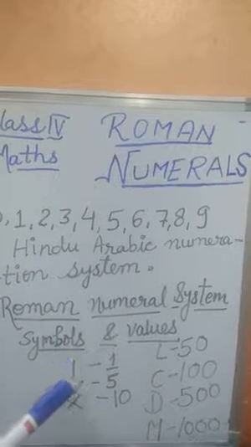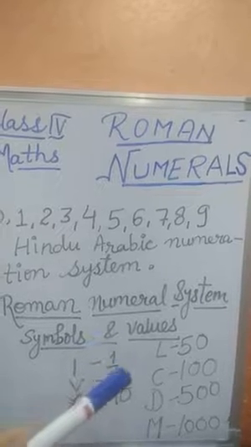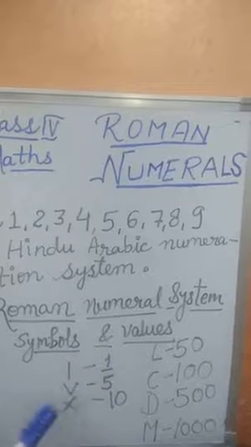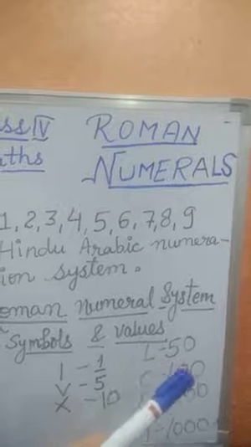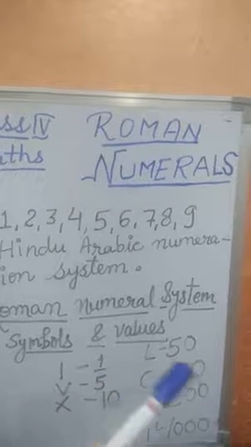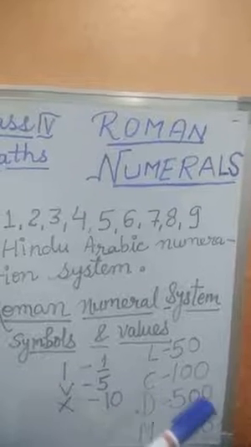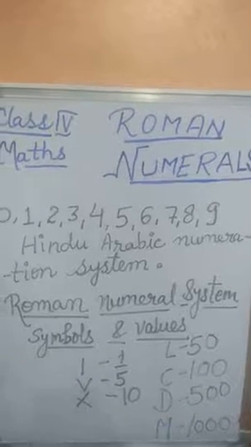Now, the first symbol is I. So, the value of I is 1. Value of V is 5. Value of X is 10. Value of L is 50. Value of C is 100. Value of symbol D is 500. And value of symbol M is 1000.